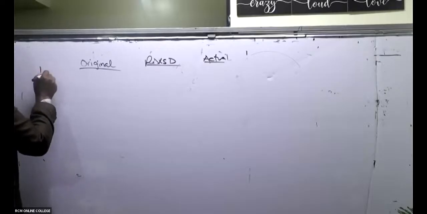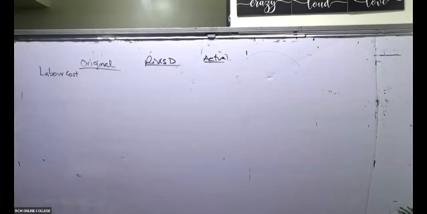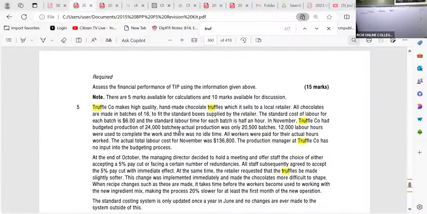All right. So remember, this is labor. So we have our labor cost. What have they told us about labor cost? Let's begin from the beginning. They've told us here that the standard labor cost is $6 per batch. Great. What else have they told us? The standard labor time for each batch is half an hour.